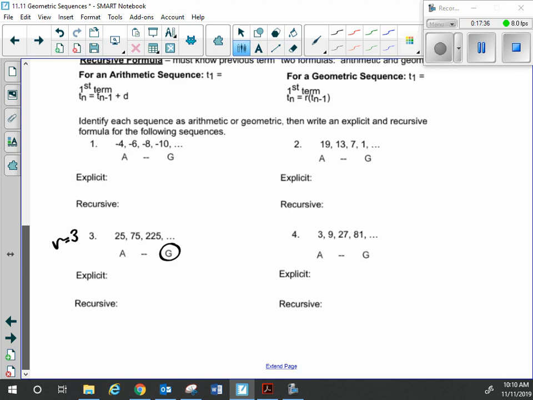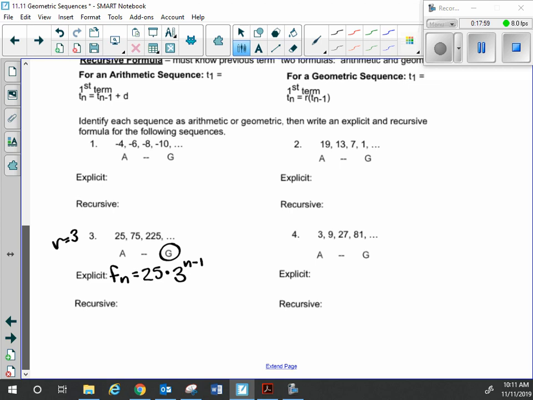So I need my first term. What's my first term? 25. So this is f of n equals 25 times my common ratio, which is 3, to the power of n minus 1. Oh, that's it? And you're done. You can't simplify it. There's nothing you can do to it.